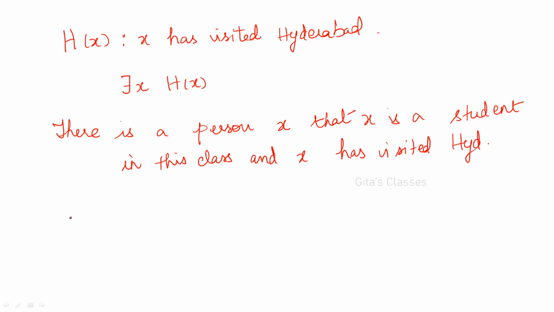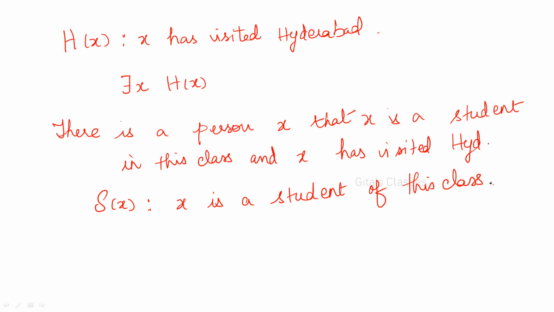Okay. So now we are going to define one more variable S of X, that X is a student of this class. So now what will be the statement? There exists X such that X is a student of this class and visited Hyderabad.